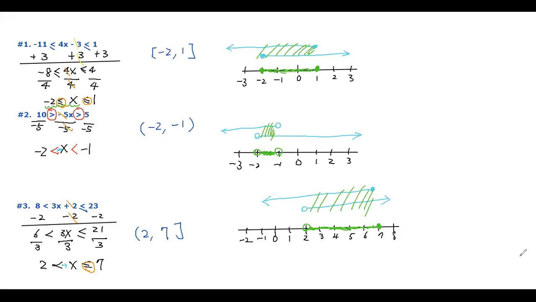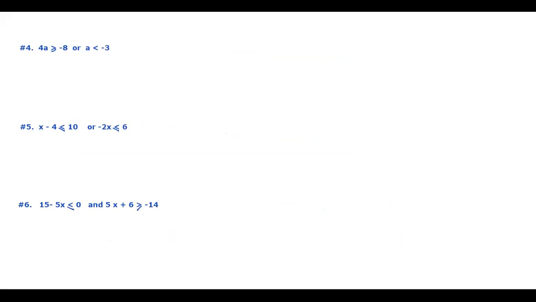Okay, good. Now let's take a look at the next one. I'm going to see 4a. Now I still have two inequalities, but now I have "or", right? That means I'm still doing it twice.